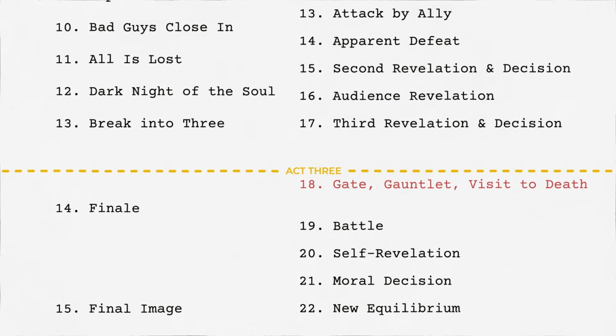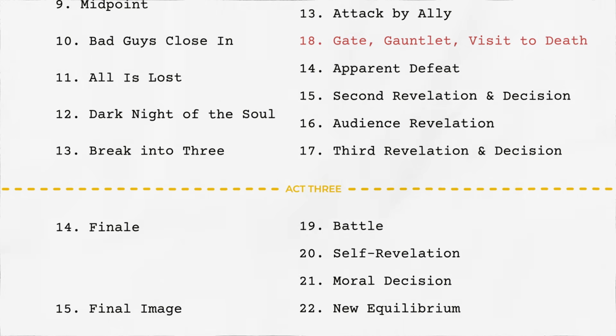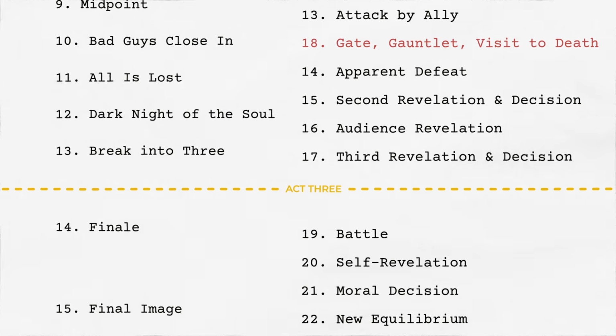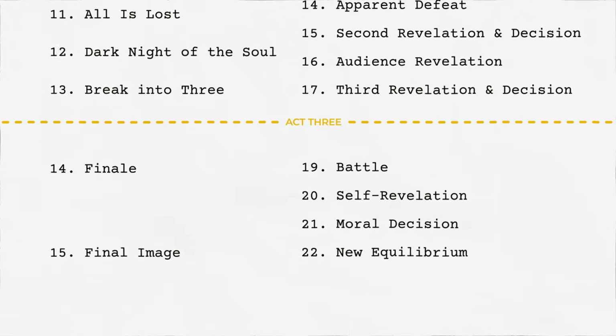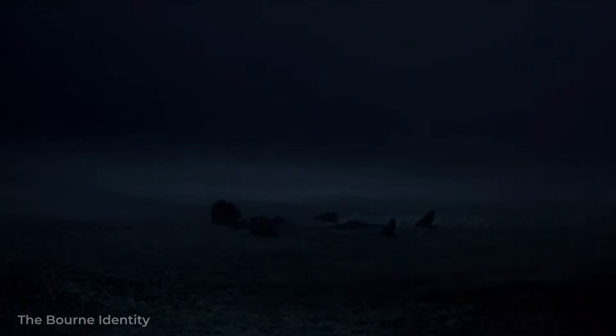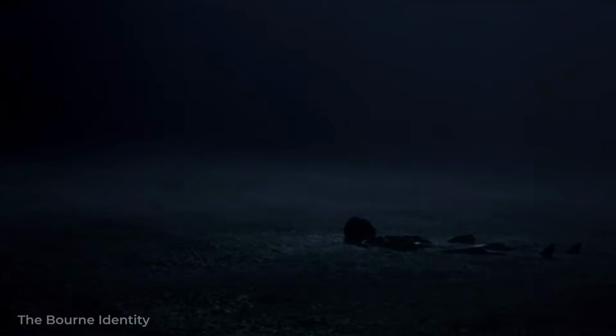If we move the Gate, Gauntlet, and Visit to Death step back to Act 2 for the anatomy of story, then that book and Save the Cat actually share a pretty straightforward version of Act 3. A finale with a final confrontation, where the protagonist overcomes their flaws or weakness.